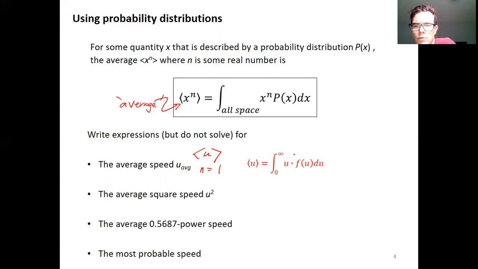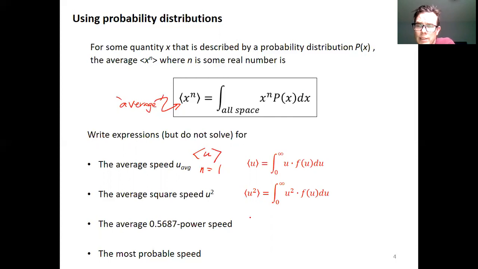It is now u to the first power, f of u du. I have to integrate this over all space, which means all possible values. In the context of gas speeds, the lowest possible value is 0, and the upper value is infinity. The average square speed, u squared. Well, in that quantity, n is equal to 2. And the average square speed is given by this expression.